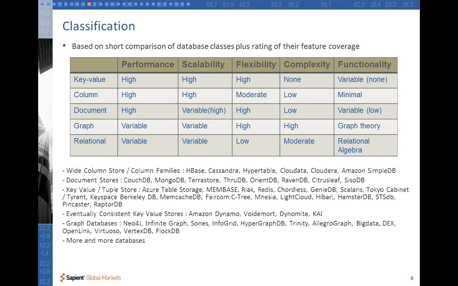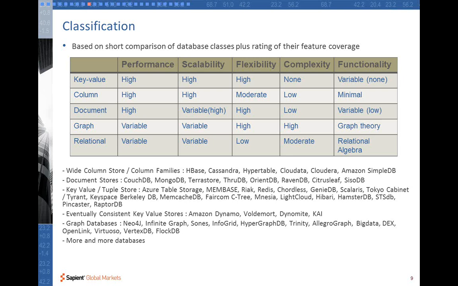Now the list shows the number of vendors which are playing in different categories of key value, column store, graph databases. There are around 122 plus NoSQL data stores. Most of them are open source and some are vendor proprietary. So I just want to give that glimpse.